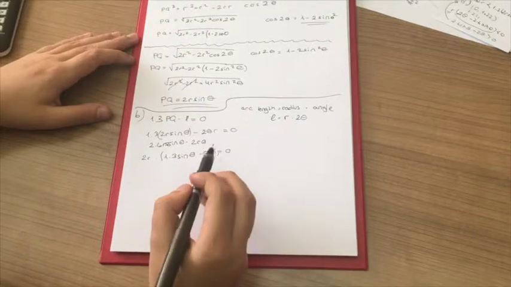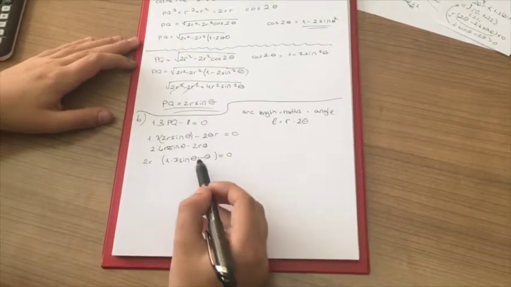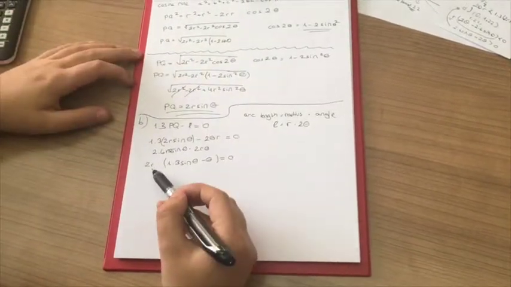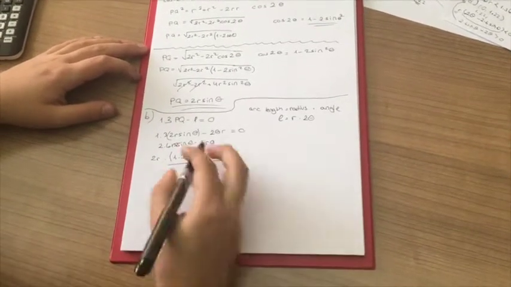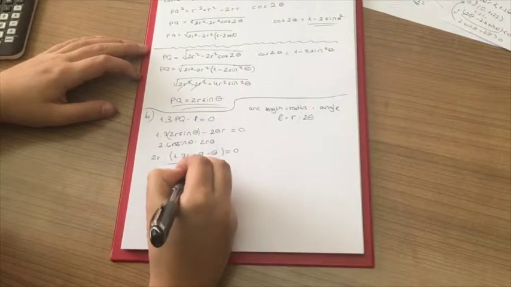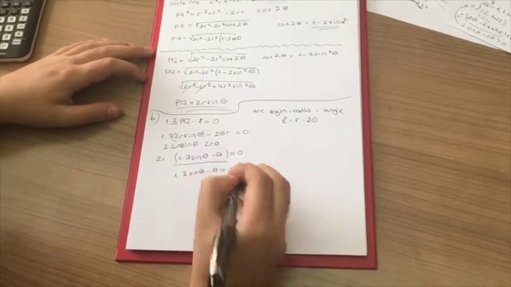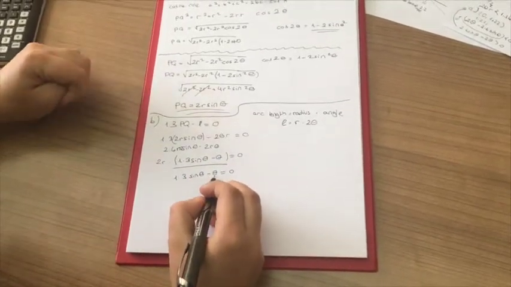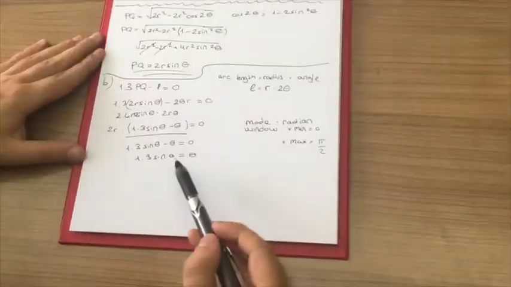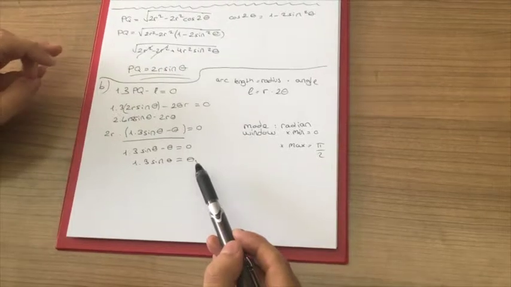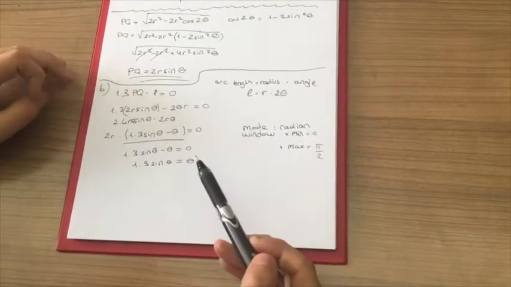Since we know that in multiplications when the result is 0, one of the values should give us 0. And we know that radius cannot be 0, so we know that this value should be 0. So let's write 1.3 sine theta minus theta is equal to 0. We can put theta on the other side, which gives us 1.3 sine theta is equal to theta. To find theta, we should find the points in which these two equations intersect.